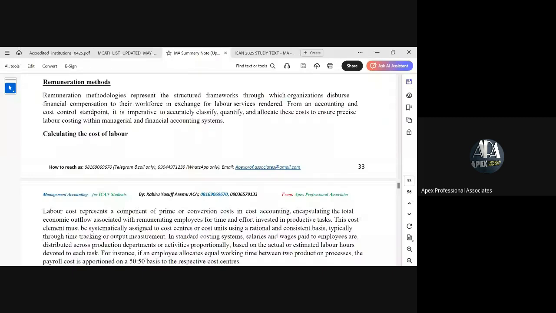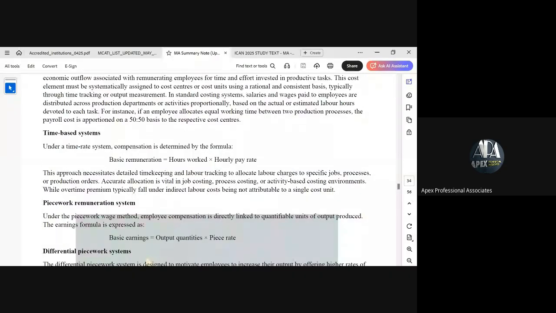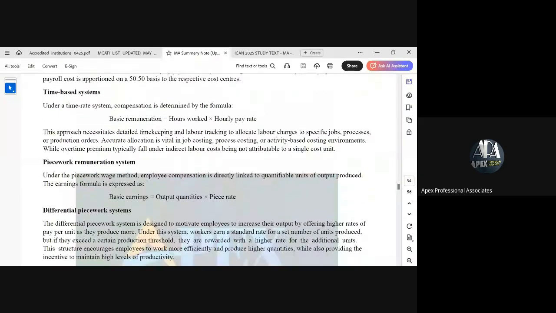This time-based system has its advantages and disadvantages. The advantages of the time-based system include predictability. You can easily say, okay, this is the amount this person is going to earn, this is the amount we are going to pay in labor cost for this particular period. It gives the business an idea to be able to budget how much they are going to pay.